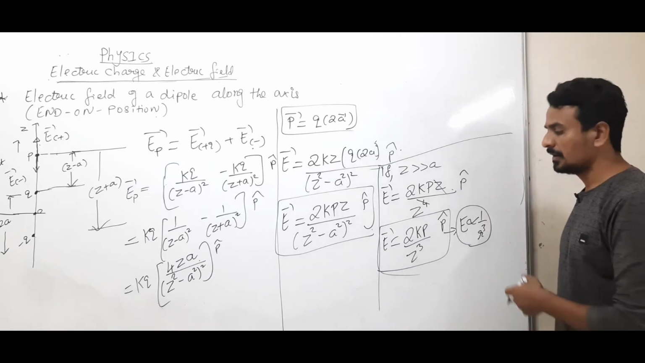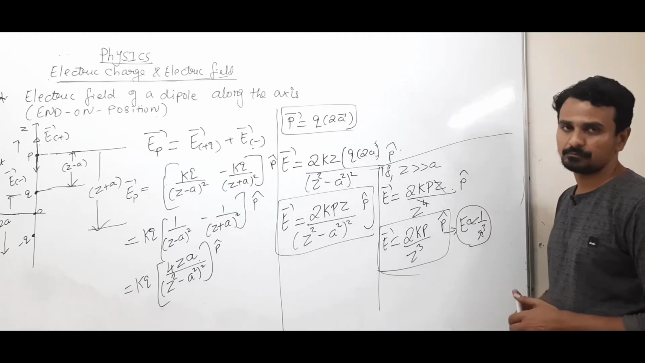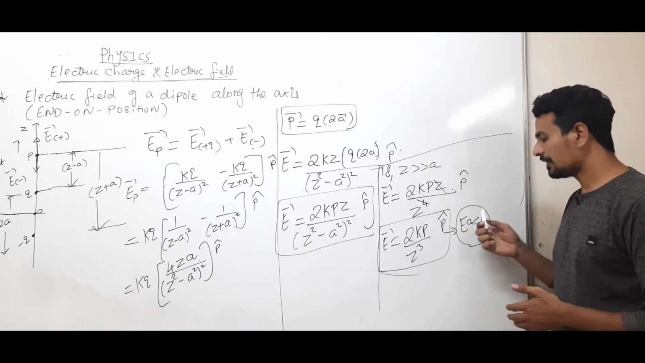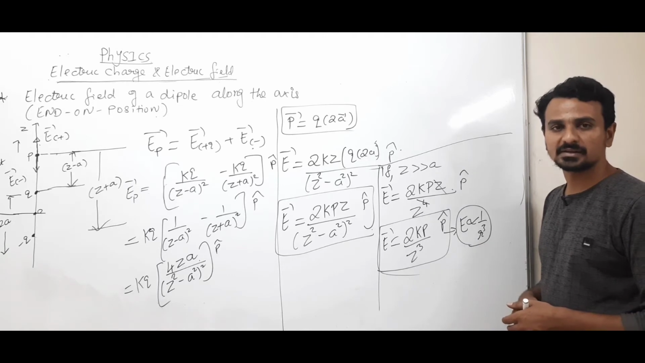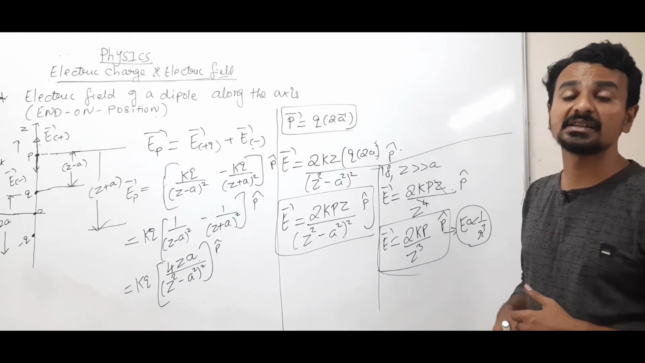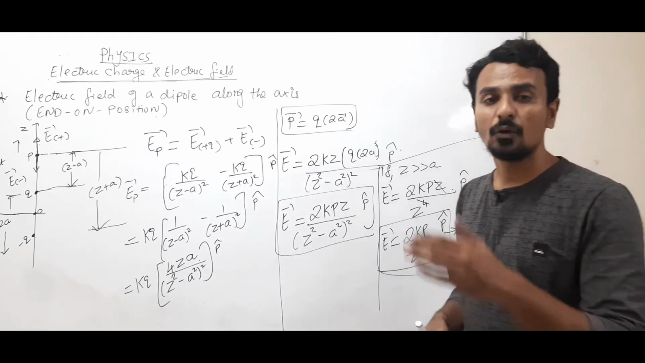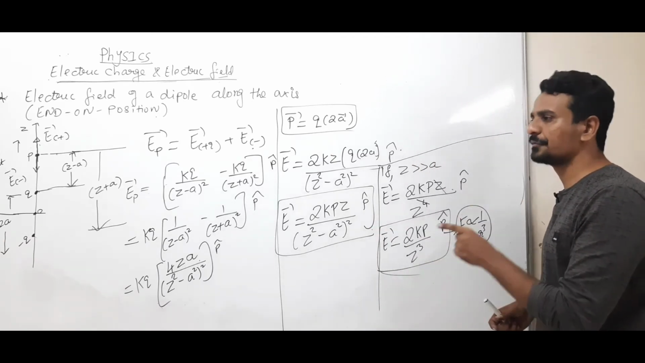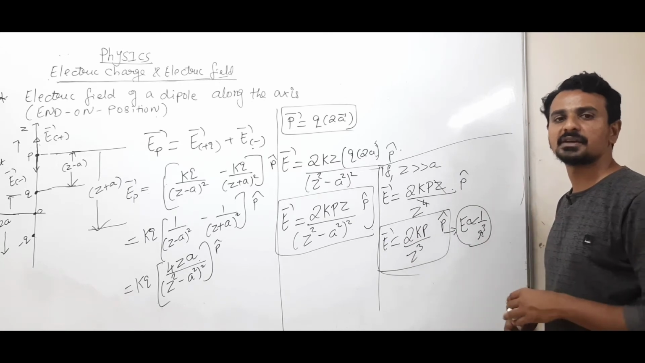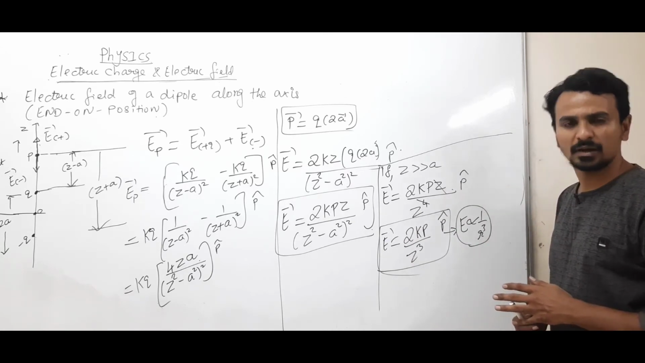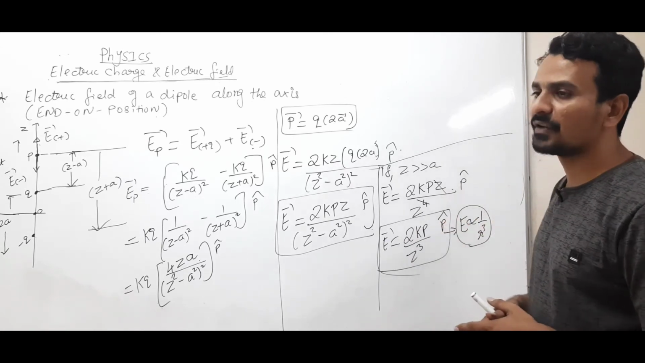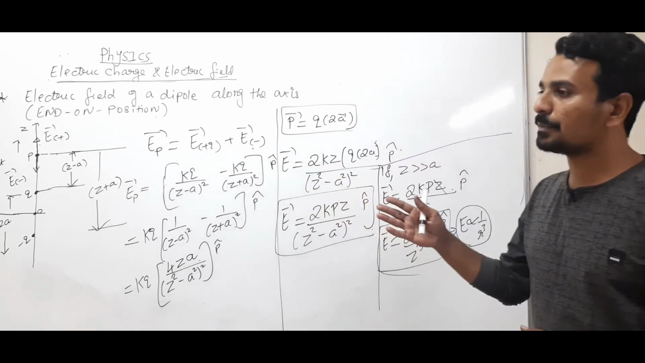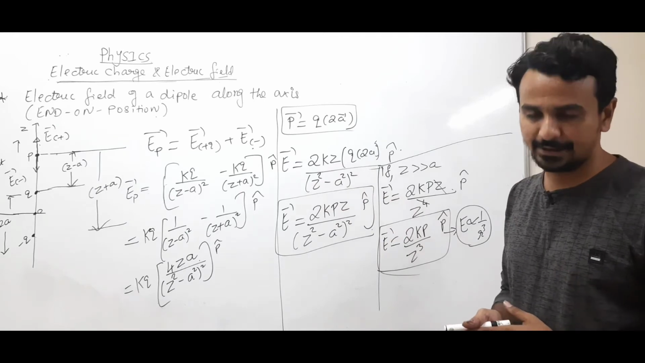Clear? This was an MCQ asked in your board exam previous year 2020. Electric field was inversely proportional to cube of the distance. For a point charge we had seen that electric field changes as per 1 by r square, not as 1 by r cube. But for a dipole at very far away distance, electric field changes as 1 by r cube. Clear? So this was electric field of a dipole along the axis. Now we will see what is electric field because of dipole along the equator.